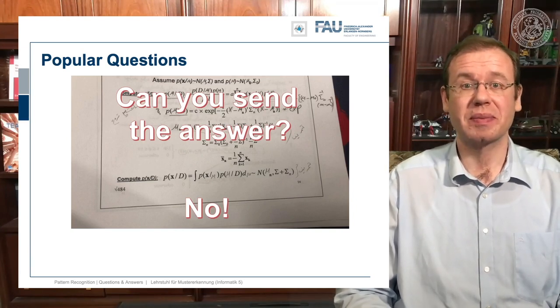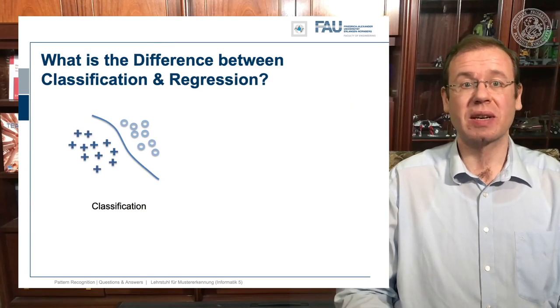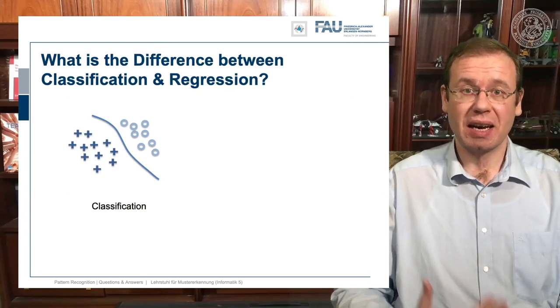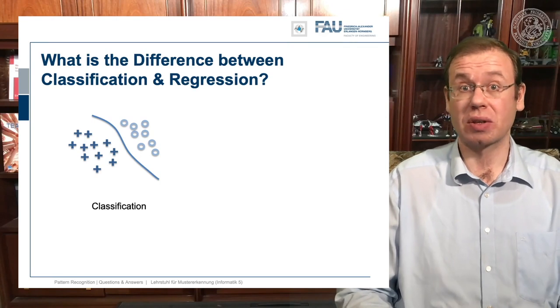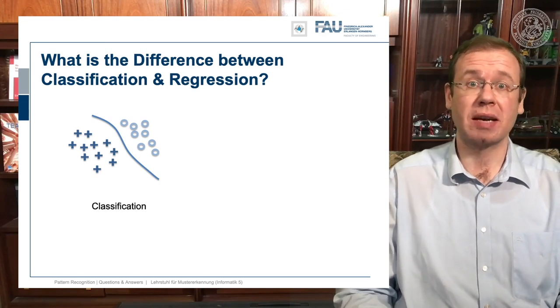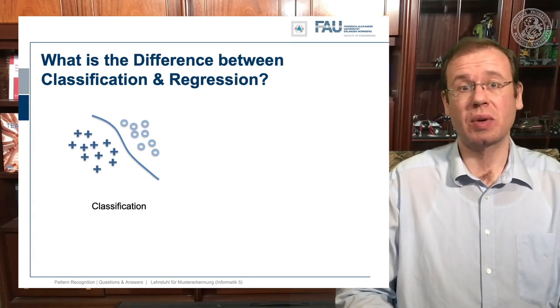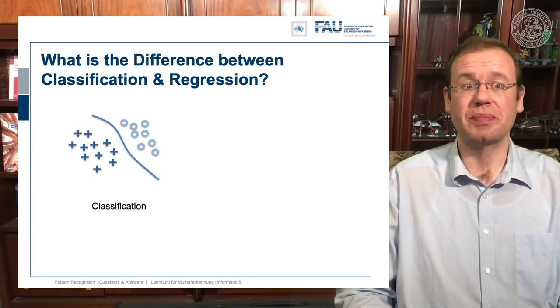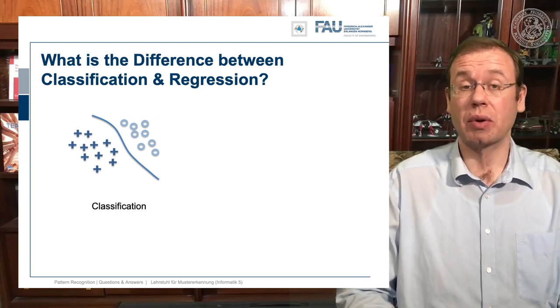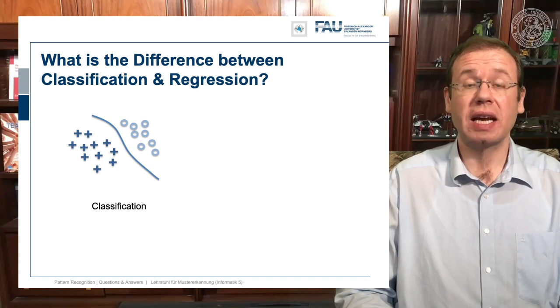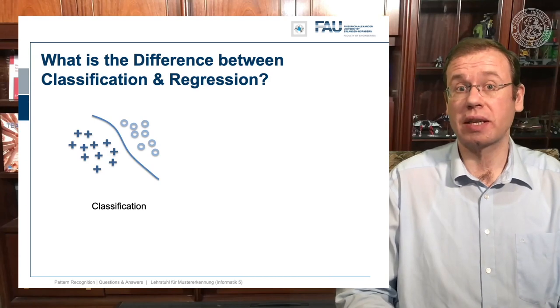Sorry. Now let's go into something where we really had a couple of questions, and this actually concerns our class. One question that came up on a couple of occasions was, what's the difference actually between classification and regression? Now in classification, as we talked about in the first couple of videos, we want to find the decision boundary, and we actually assumed that the problem of regression is more or less known to you.